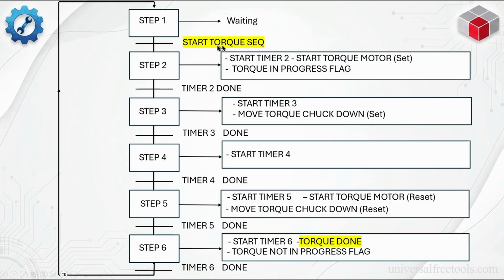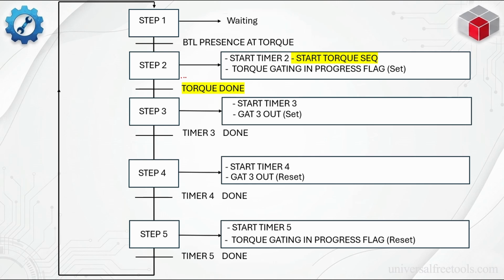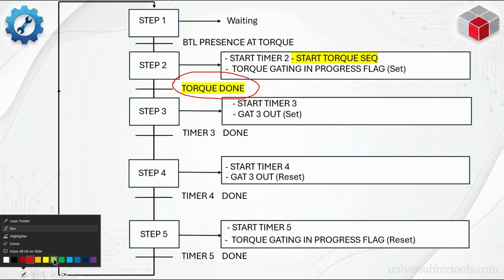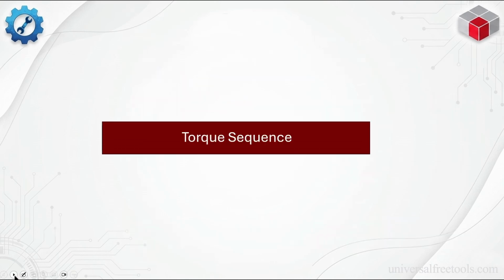The torque sequence starts when we get the bit start torque sequence. The torque motor runs and the torque jack moves down, torques the cap and moves up, and we send the bit torque done to gate the bottle out of the torque station. As you see in the red color, this bit torque done will be received by the gating sequence to move to the next step, showing that the torque sequence is done. In the same way, the green color shows the bit start torque sequence will be received by the torque sequence to start the torque sequence.